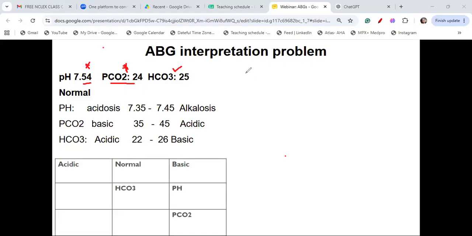So as usual, you write the ranges. pH 7.35 to 7.45. We don't get tired of writing this until it sticks, because it will help us to match. When it's less than that, it is acidic, and when it's acidic, then it gives the acidosis name. When it's more than that, then it is alkalotic.